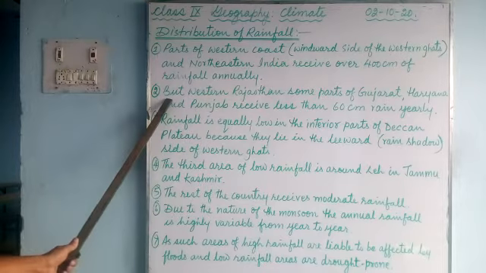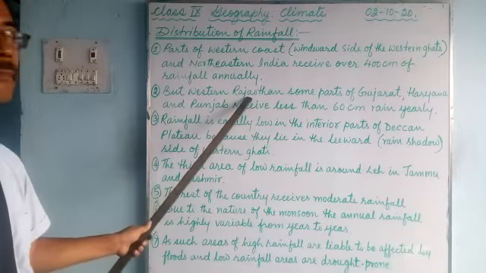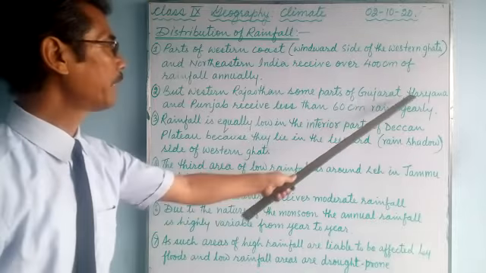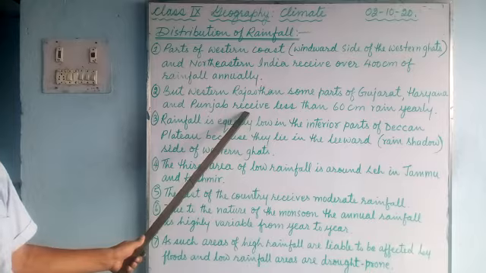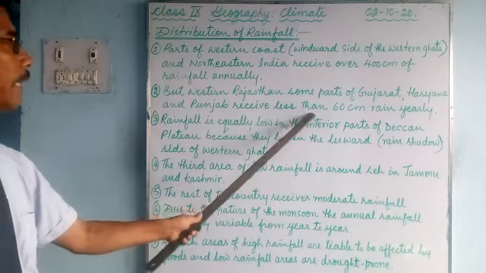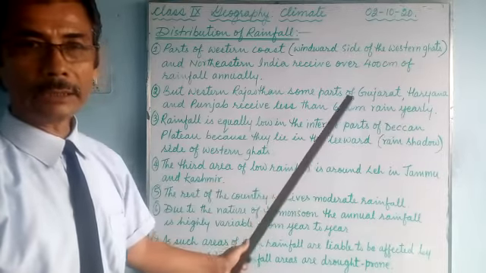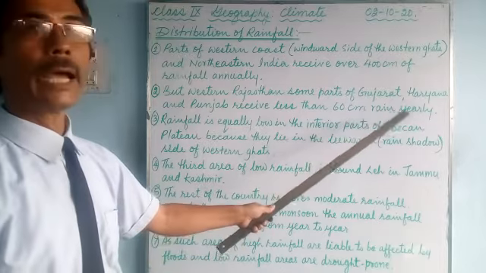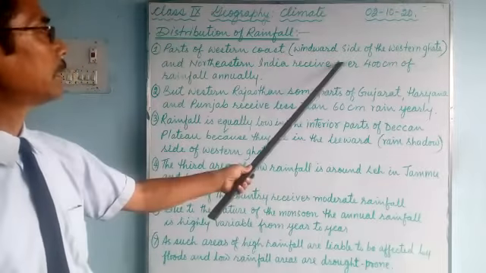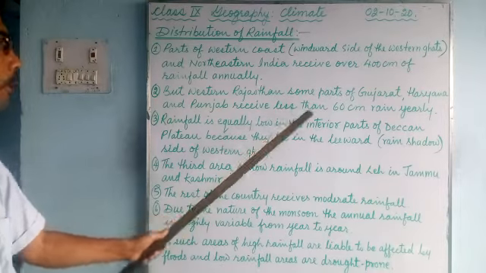Now there are other areas that receive very little rainfall, such as western Rajasthan, some parts of Gujarat, Haryana and Punjab. These states receive less than 60 centimeters of rain annually. They receive very little rain. Here is an area of heavy rainfall, here is an area of scanty rainfall.